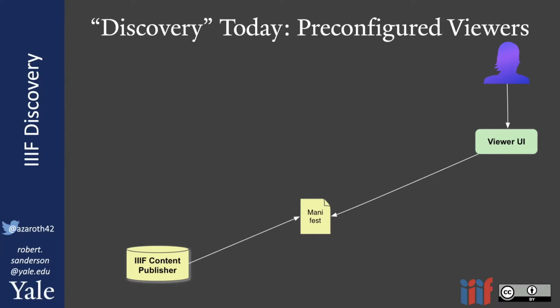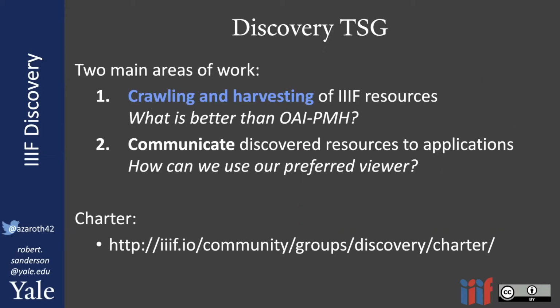So that was the initial impetus for the Discovery TSG. There are two main areas of work, and I'm going to focus on the first one, which is crawling and harvesting of IIIF resources in order to create a search engine that would then allow the discovery of those resources. So essentially, the question that we're trying to answer in this part of the work is, what is better than OAI-PMH for the purposes of discovering IIIF resources? And I'm going to conclude with some thoughts about that question.